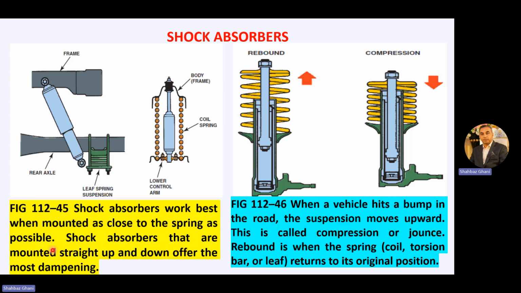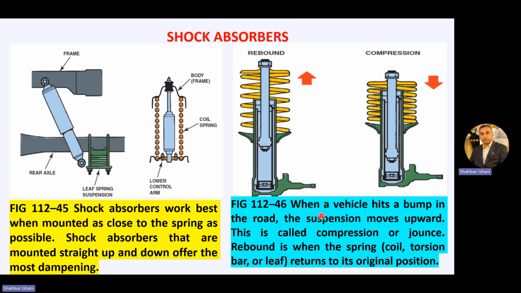Shock absorbers that are mounted straight up and down offer the most dampening. When they are attached, as in a motorcycle or a vehicle, in a vehicle they are at a slight angle. In a motorcycle, the front shock absorbers are attached at an angle, but the rear ones are attached straight. So shock absorbers that are mounted straight up and down offer the most dampening effect.